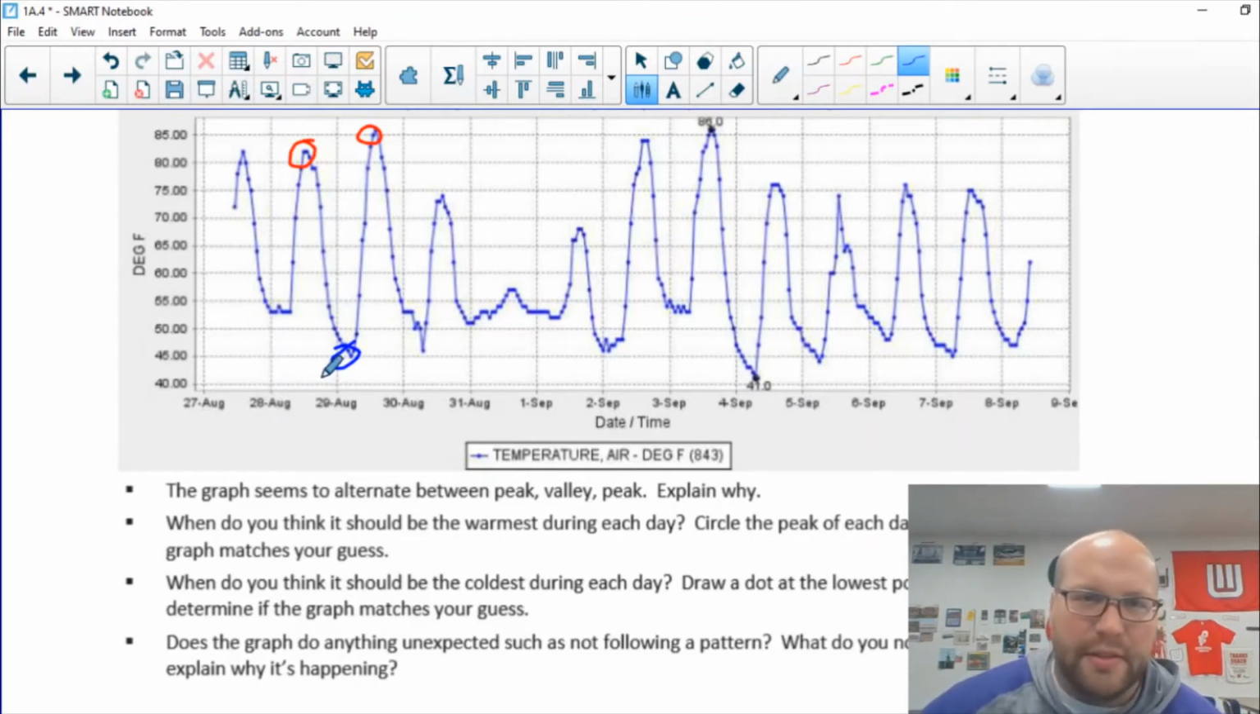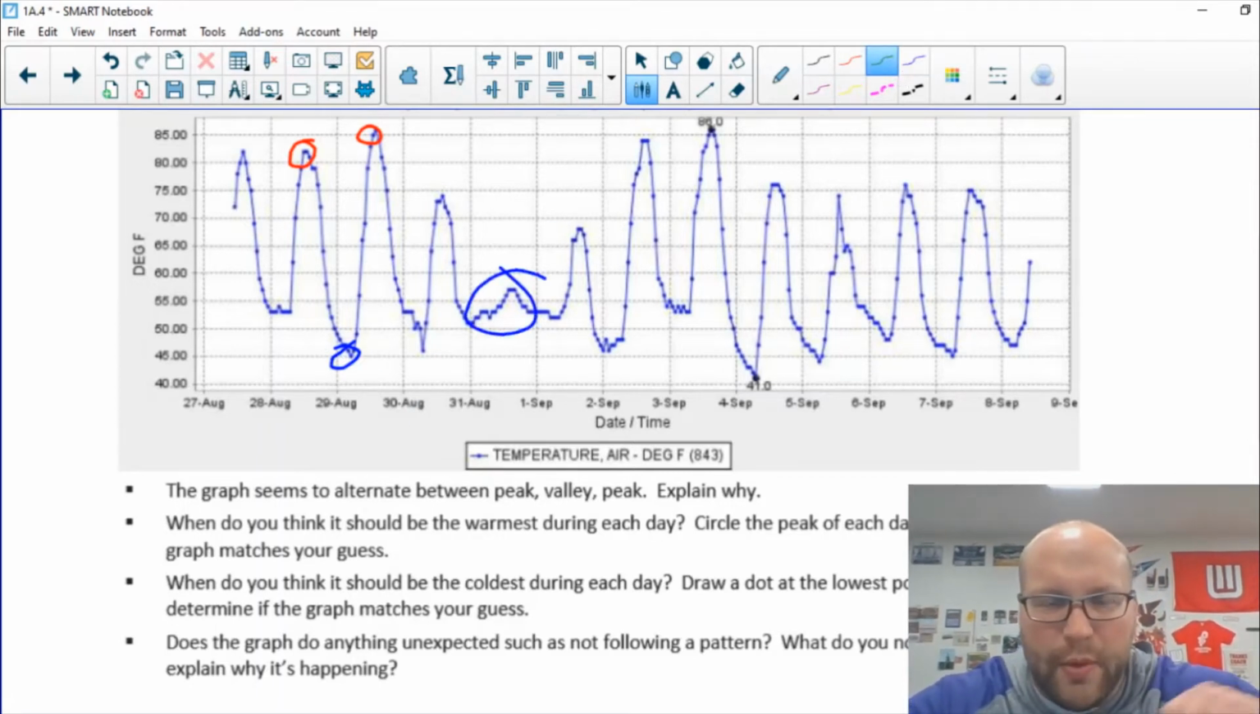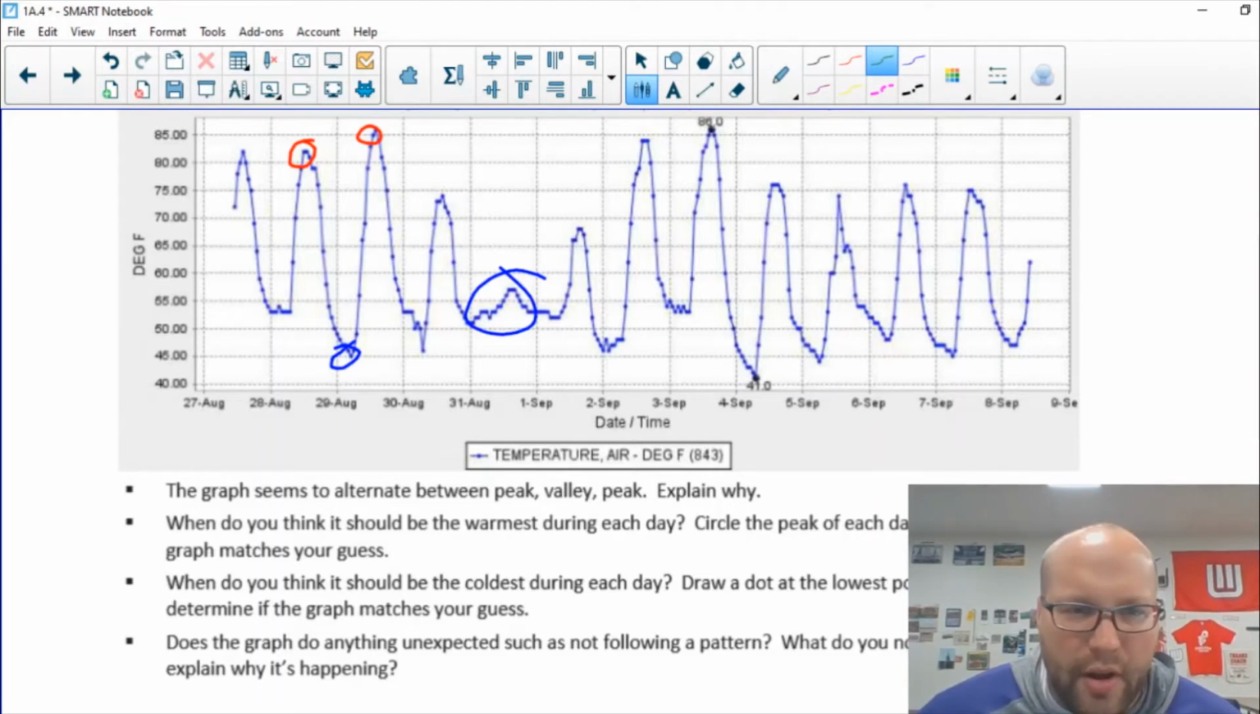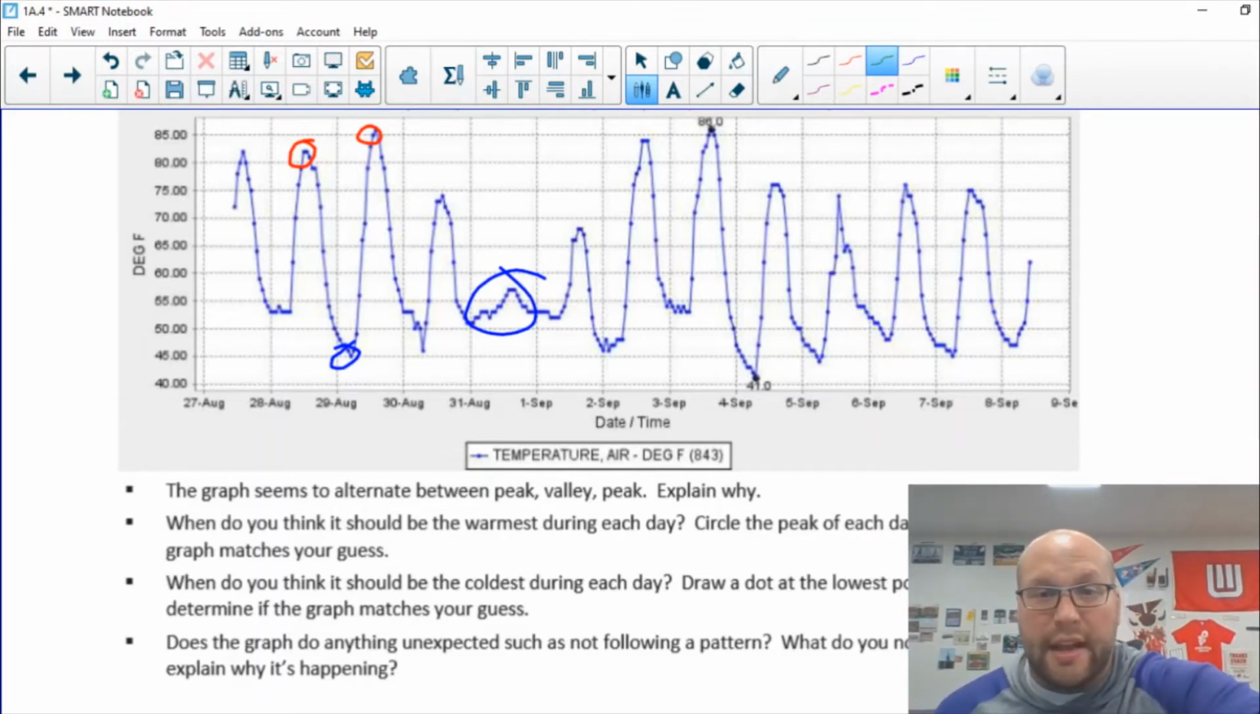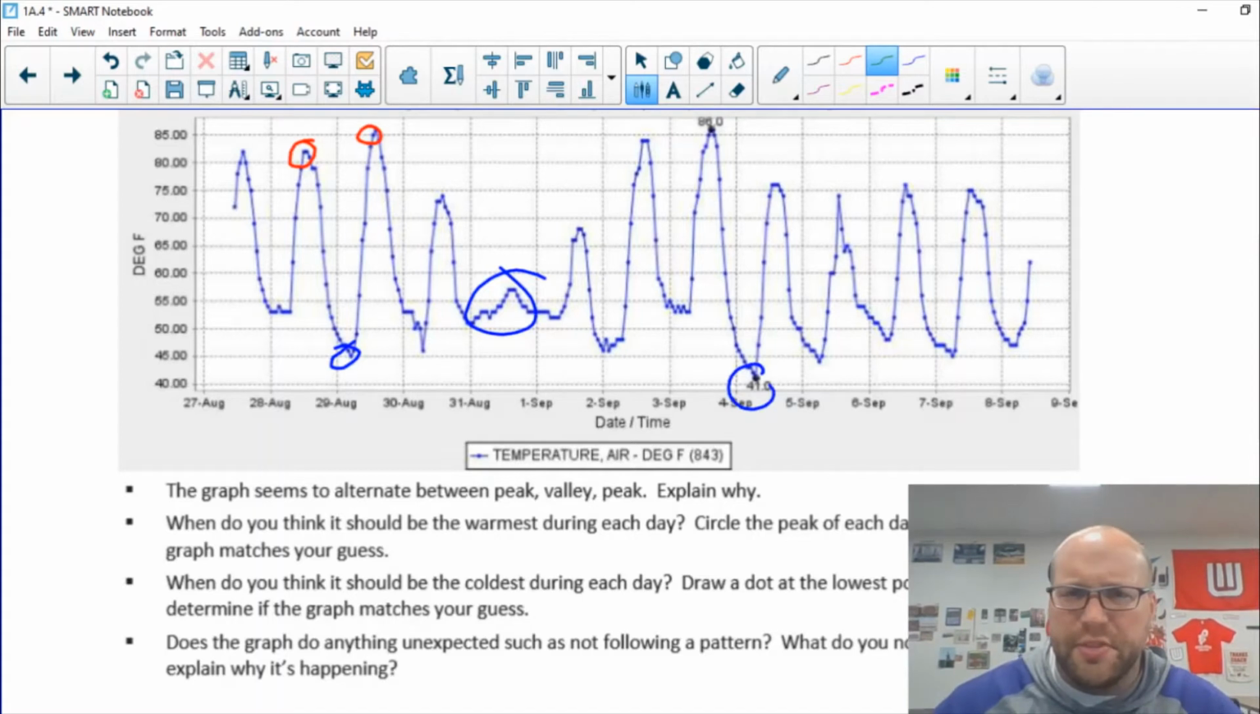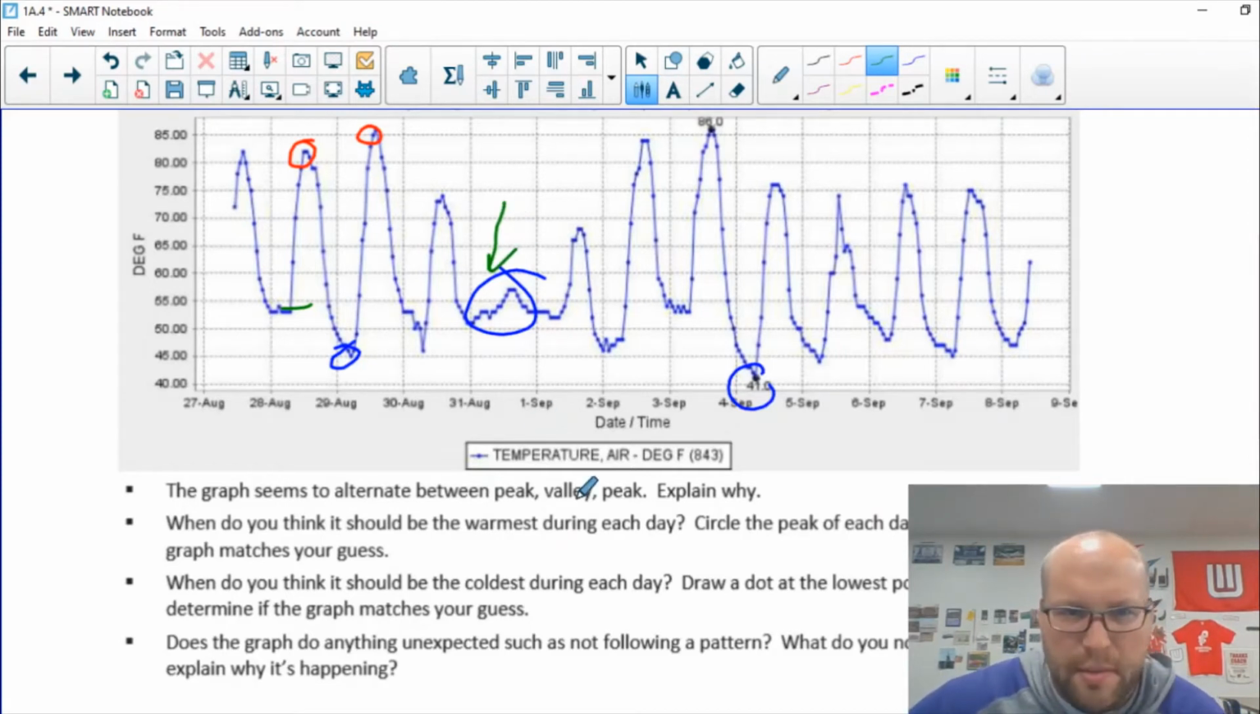Anything unexpected, those are also things to look for in graphs. And the only thing I really see as far as unexpected goes, it looks like we had a cold day right around August 31st. It looks like it got the coldest that night, around September 4th. It looks like the nights are getting a little bit colder, but really the only odd duck I see is this kind of weird day on August 31st. Maybe the sun didn't come out that day. Who knows?